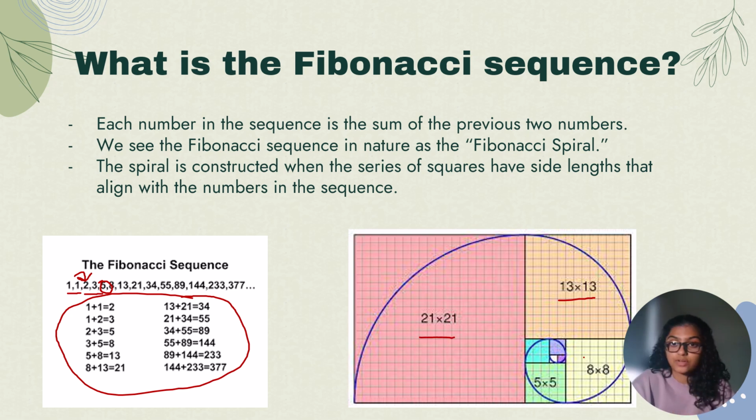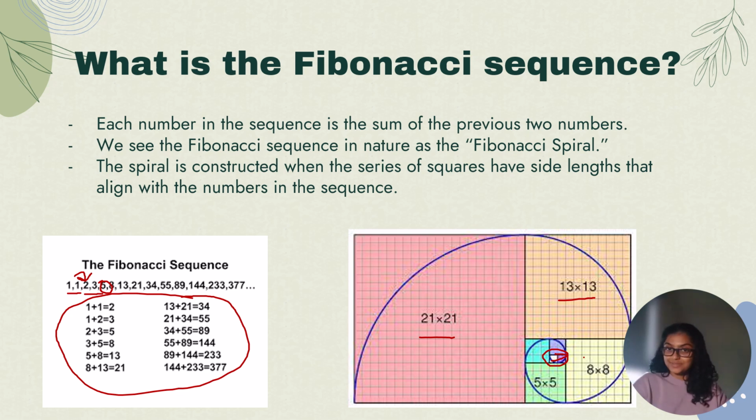We'll keep going. It's not reflected in this image, but we'd keep going now with a 34 by 34 square, 55 by 55 square. So the spiral is essentially just these squares that have side lengths that correspond to the numbers in the sequence. And again, we start really tiny with those two 1 by 1 squares that you can see right here. And then we grow into the 2 by 2 square and the 3 by 3 square like that.